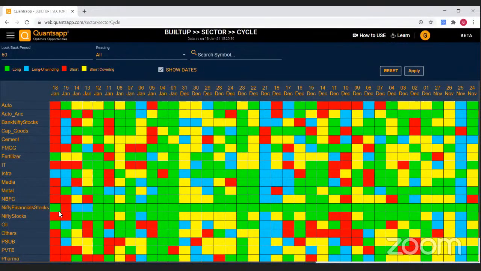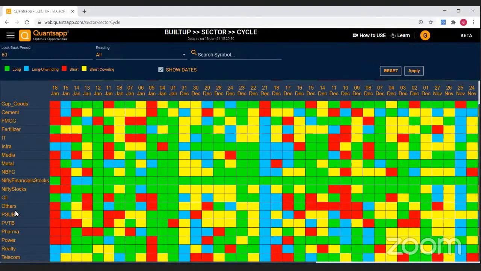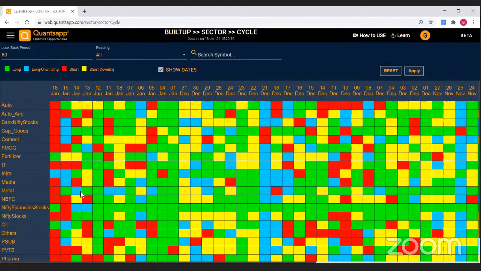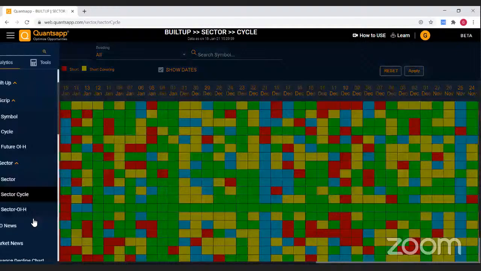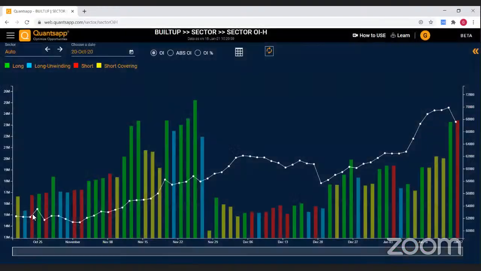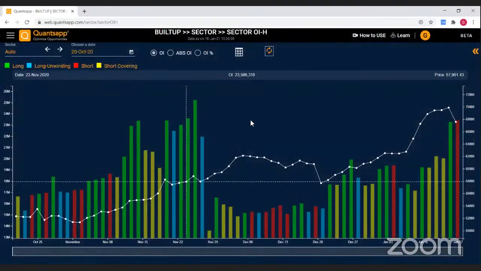So Nifty financial stock, that's in the green. So we are avoiding it. That's a newbie, the Nifty financial stocks is a newbie. So we can avoid that. And then you can similarly look into the sector OI data, how a particular sector is doing, how the market participants are putting their confidence.